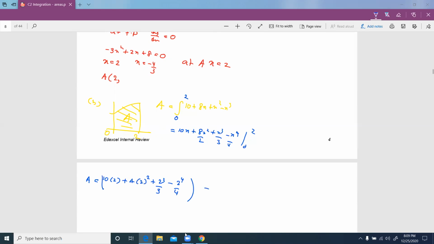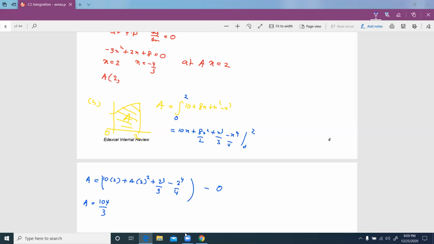If you substitute 0, obviously it turns out to 0, so there is no restriction with that. So if you do this integration, you will obtain the answer. With that, you obtain the answer 104/3.